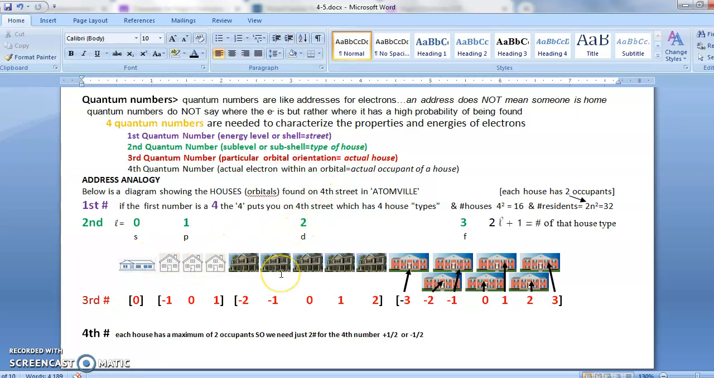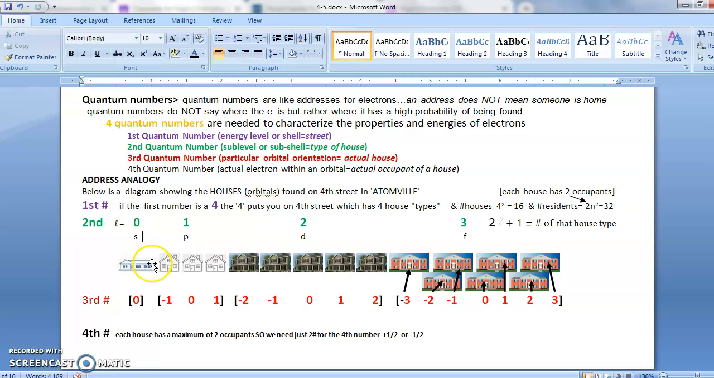What are these houses really called? These houses are the actual orbitals. Each of these different house types actually have different shapes, as you can see here. The shape code for this house is 0. When L is 0, they give it the letter S. Spectroscopists love to use letters. Spectroscopists call the L equals 0 the S orbital. There's one orbital that can be there.